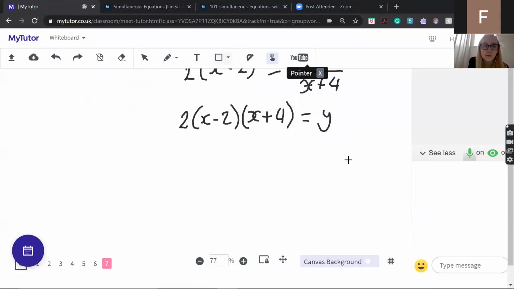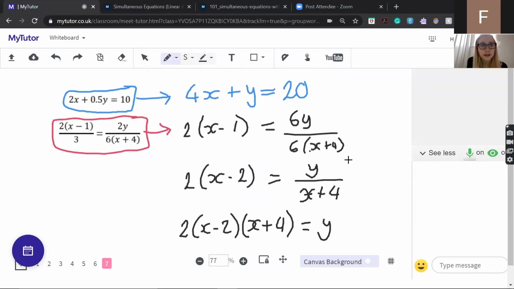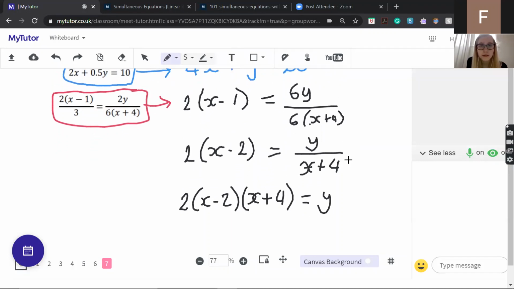I'm going to scroll down because we only need to look at this for now, but then I'll scroll back up. And now what we're going to do is expand this to give us something a little bit nicer.